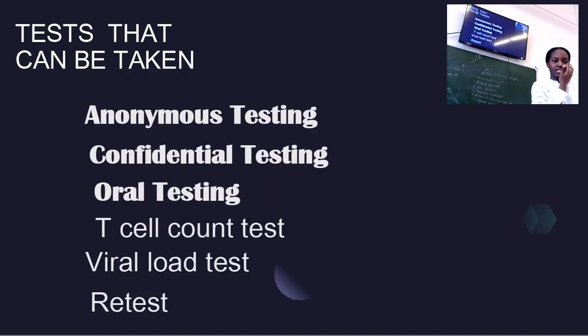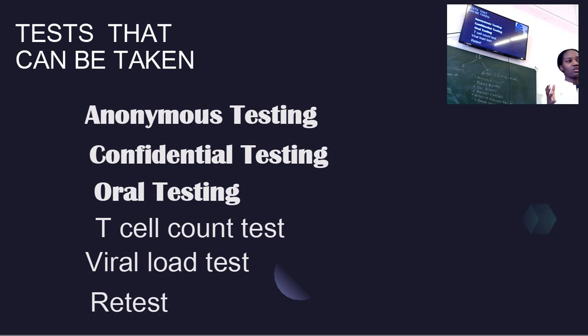And the tests that can be taken, I'm just going to list them. We have anonymous testing, where somebody's name is not revealed, and somebody doesn't have to give a name. They just get the test. And then confidential testing. This is when you give the name to the doctor, but the doctor doesn't release your name, but puts you on the statistics of people who are HIV positive or negative. And these are mainly used during research. And then oral testing, and then we also have the T cell count test.